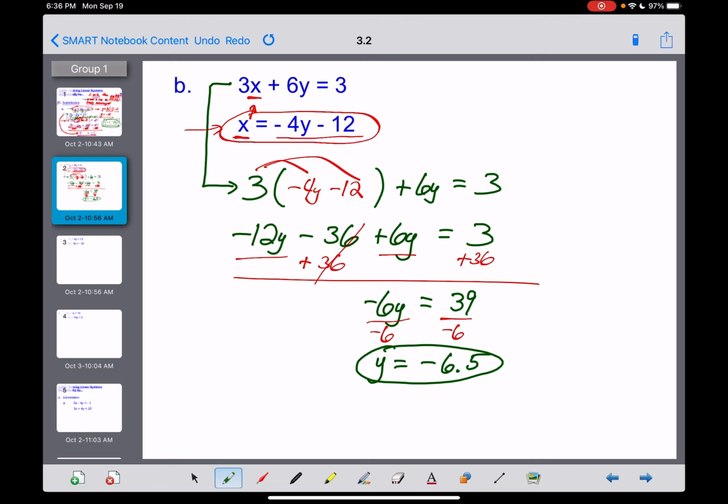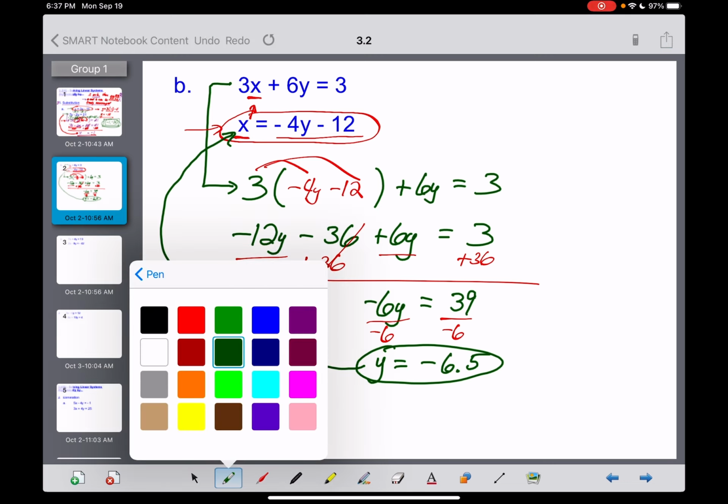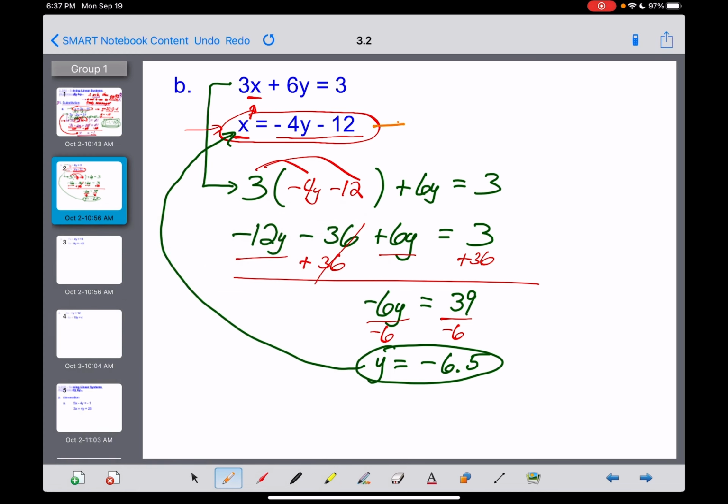And the best place to do that is to take this y value and put it right back here into the equation where you already had an isolated variable. So let's go to a lovely shade of orange now, everybody, and let's see what happens in this equation when we take out the y and substitute in negative 6.5. X is equal to negative 4 times a y value of negative 6.5 minus 12.